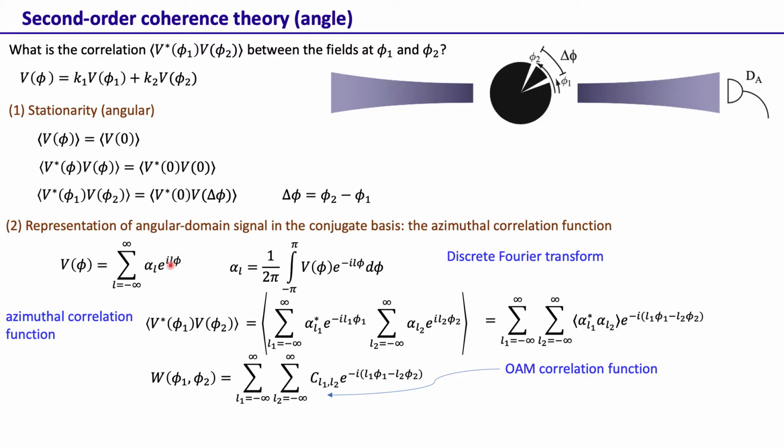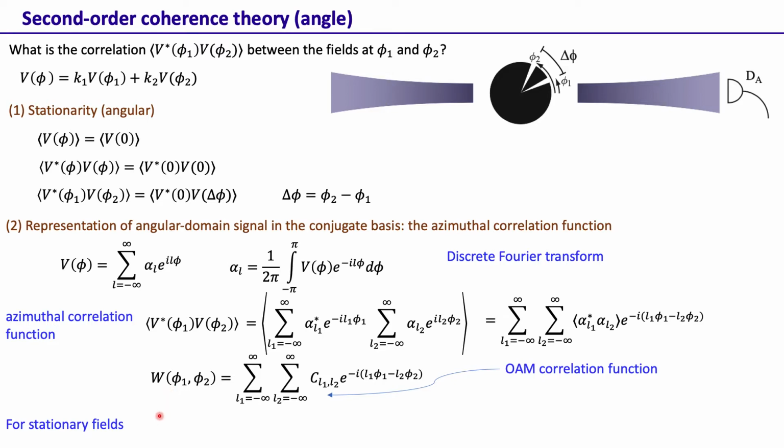And once we see that this L is associated with the orbital angular momentum of the photon of the field, then we can see that this Fourier transform is essentially a Fourier transform between angle and orbital angular momentum. But again, at this point it is just mathematical. We'll later see that this L actually assumes the orbital angular momentum interpretation, and at that point we can see that this Fourier transform pairing is basically a Fourier transform between angle and orbital angular momentum. Okay, so this is the orbital angular momentum correlation function. This is the azimuthal correlation function or angle correlation function.